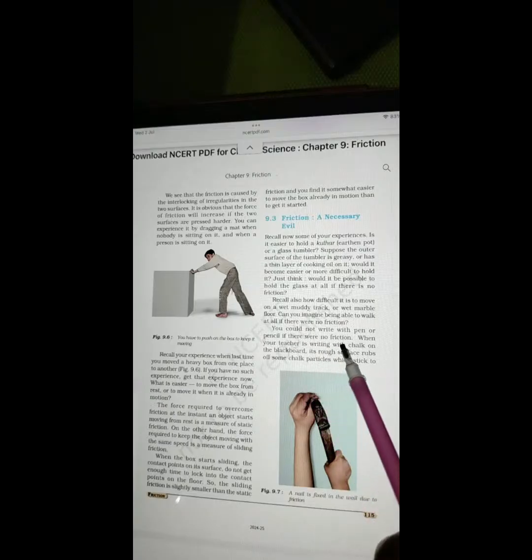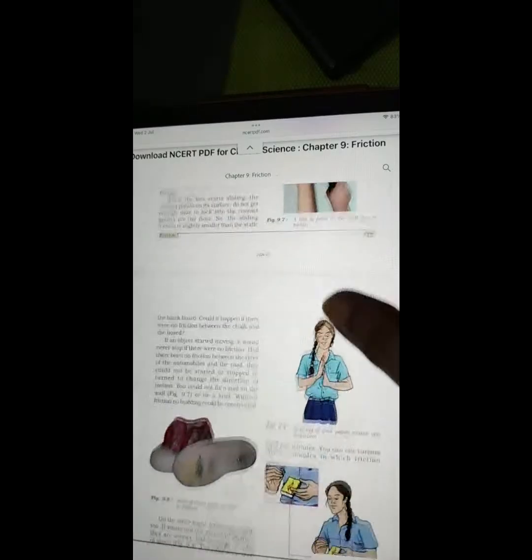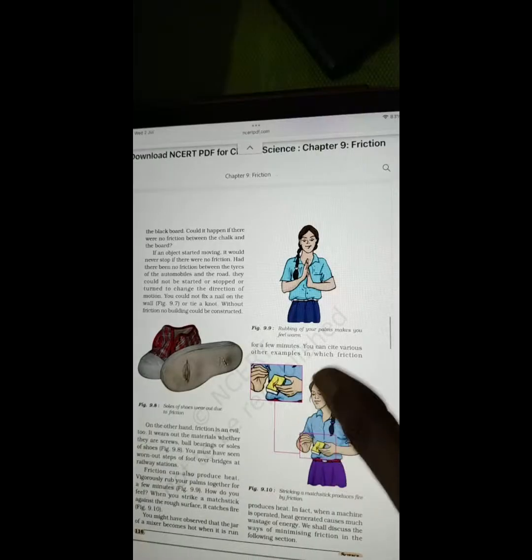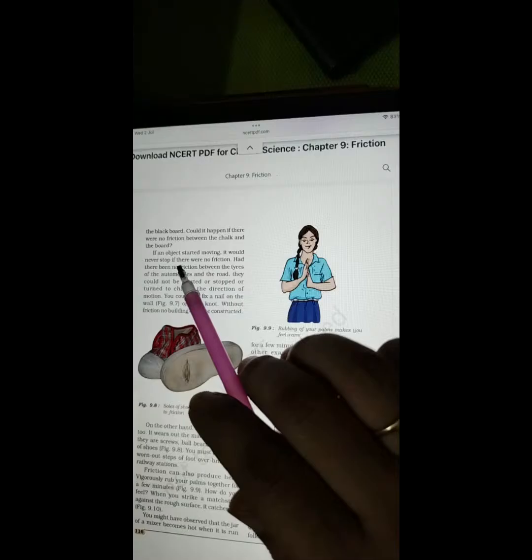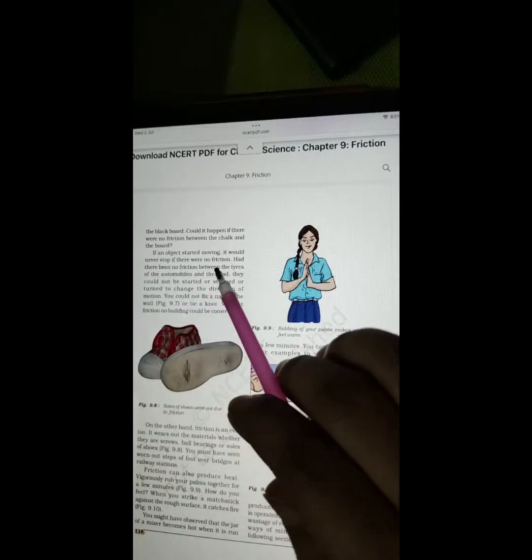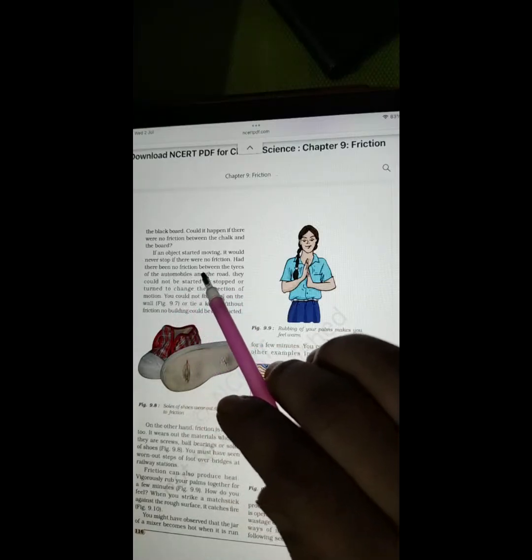You could not write with pen or pencil if there were no friction. When your teacher is writing with chalk on the blackboard, its rough surface rubs off some chalk particles which stick to the blackboard. Could it happen if there were no friction between the chalk and the board? If an object started moving, it would never stop if there were no friction.